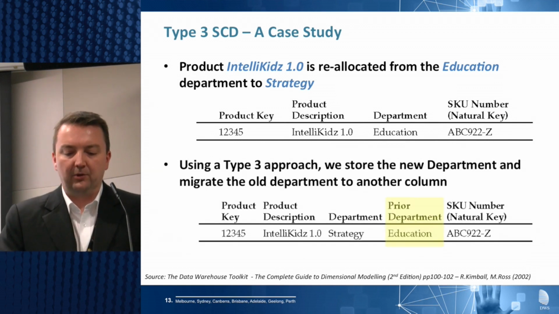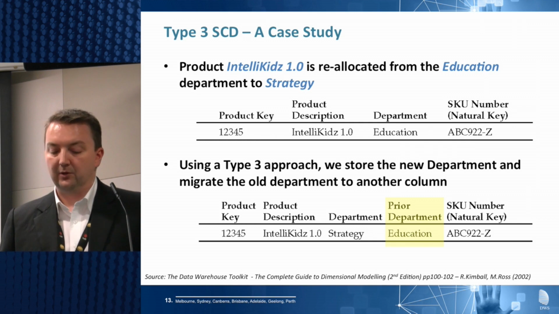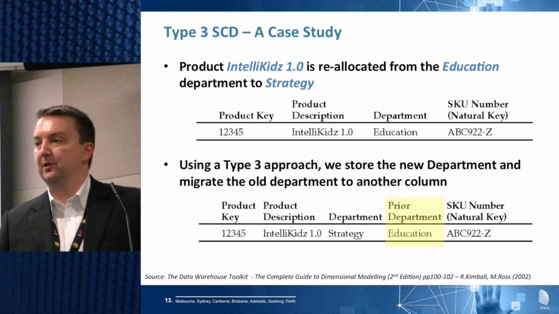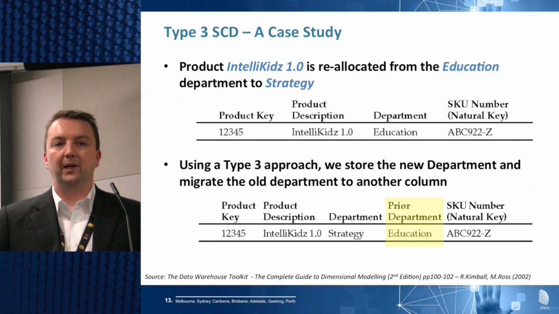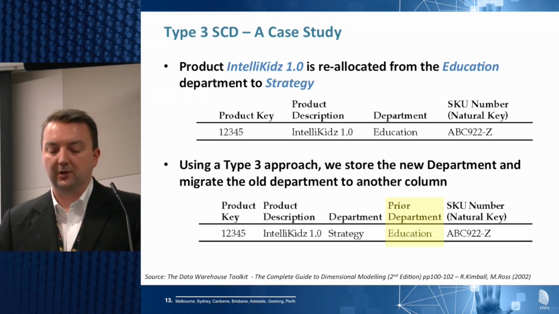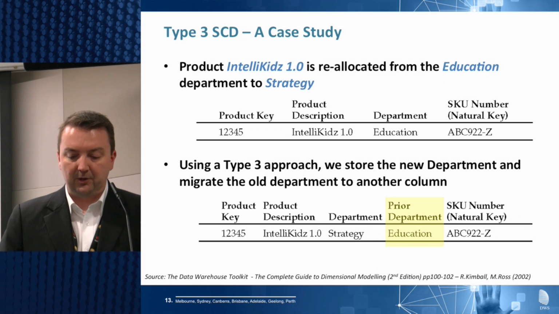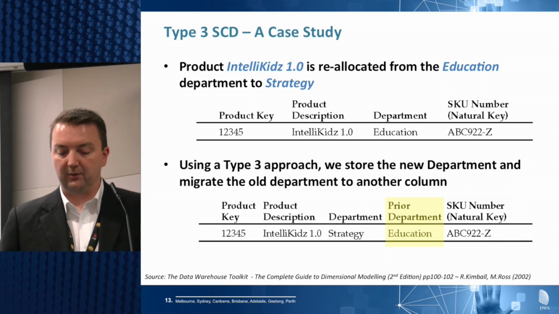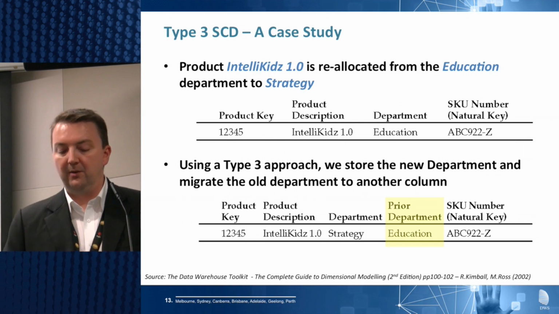Okay, so back to our original example of IntelliKids 1.0. We've created a new department in the organisation called the Strategy Department. So this is a reorganisation of the business, and we've taken a group of products, including IntelliKids 1.0, and we've reallocated them from their original departments over to the Strategy Department. Right, so the top diagram there shows the current state. We've got product 1, 2, 3, 4, 5 in IntelliKids 1.0 currently against the education department. Right? With type 2, we inserted a new row below that one. We're not going to do that this time.